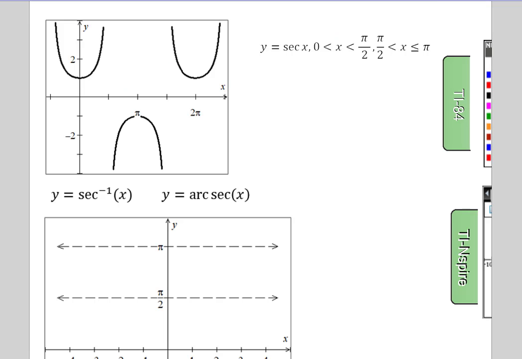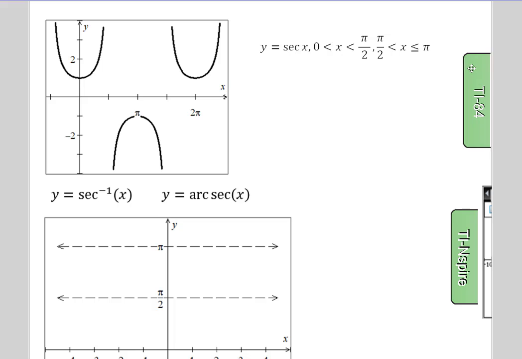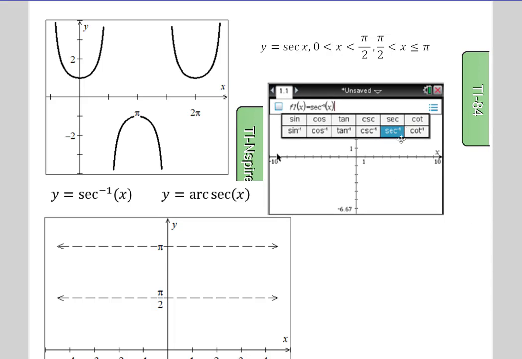So our next example, the same thing. Again, if you're using your calculator on the TI-84, you're going to want to put in the reciprocal. So cosine inverse of 1 over x will give us the secant. And on the Inspire, we can just ask for the secant inverse function.